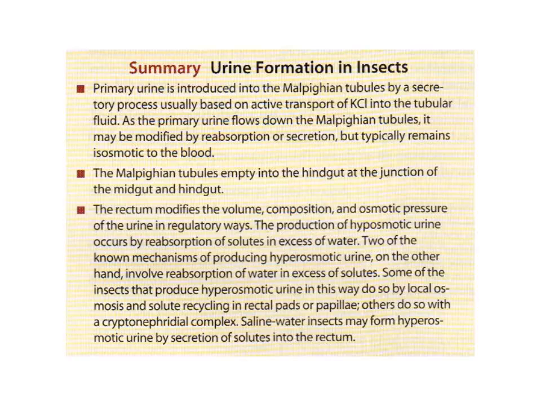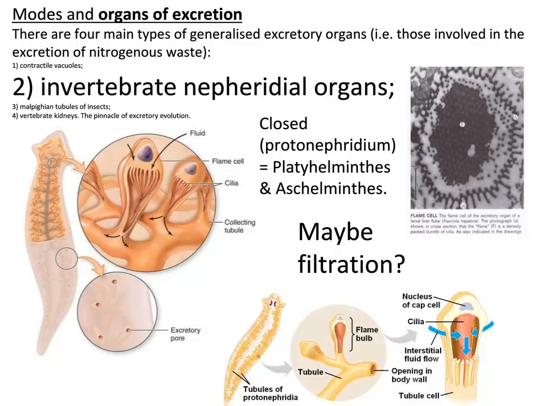This is a summary slide for you. The last thing we've got to look at are invertebrate nephridial organs. I talked about protonephridia and metanephridia. Protonephridia are the simple, closed ones, and metanephridia are the open ones. If we look here, we've got a platyhelminth or flatworm, and we've got these flame bulbs or flame cells full of cilia, and fluid moving into these cilia, and we've got these fenestrations or slits in the wall.